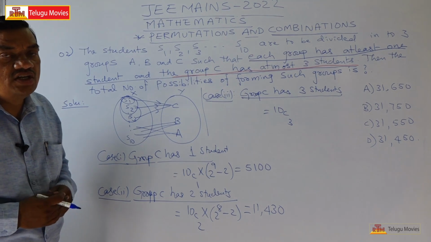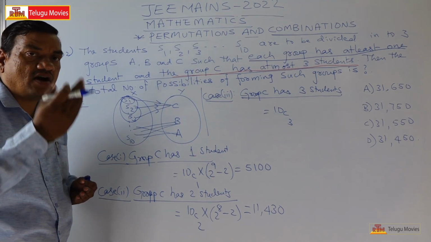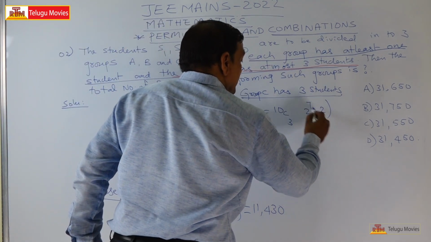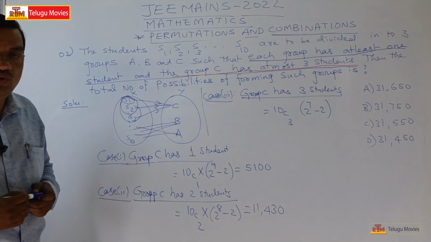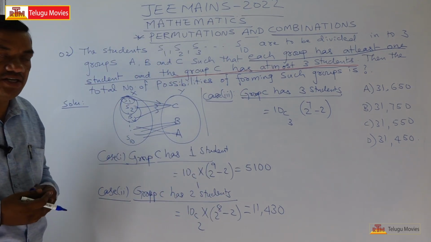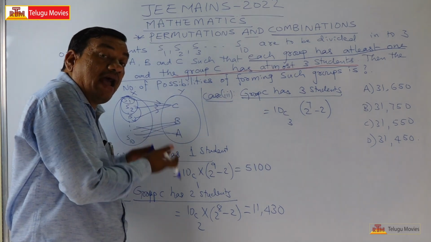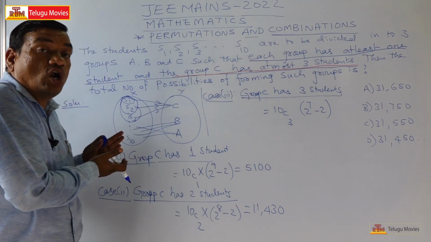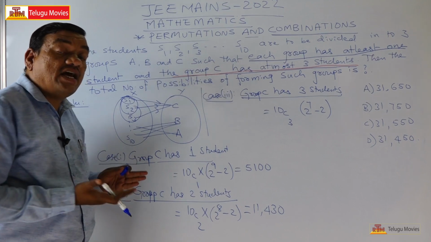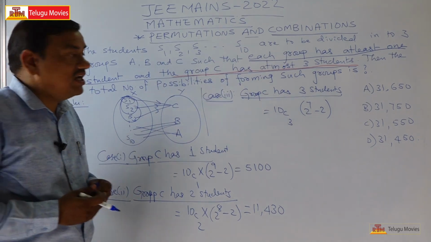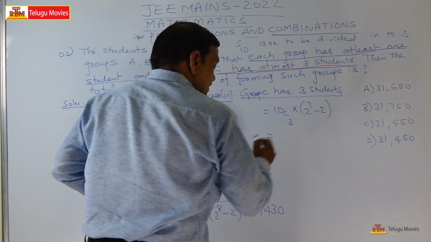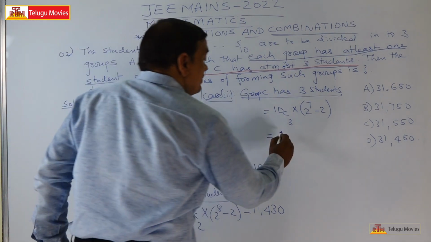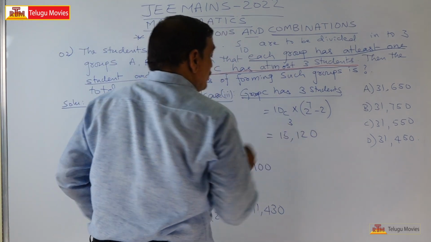Is it not the onto function? This can be done in how many ways? Yes, already 2 power n minus 2. So this is equal to 2 power 7 minus 2. These two things should happen simultaneously, that means allotment of students to group C and allotment of students to both B and A. Here we will apply the principle of multiplication. That's why we multiply. So 10C3 into 2 power 7 minus 2, if you calculate this value, it will be 15,120.